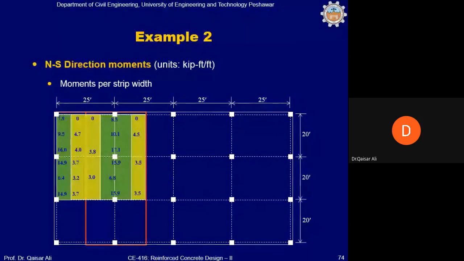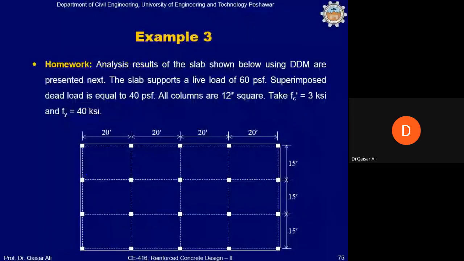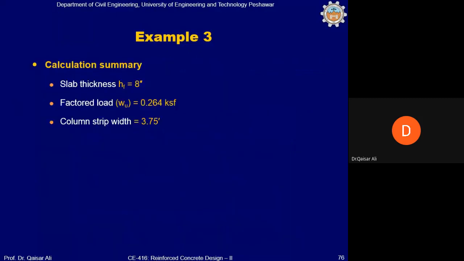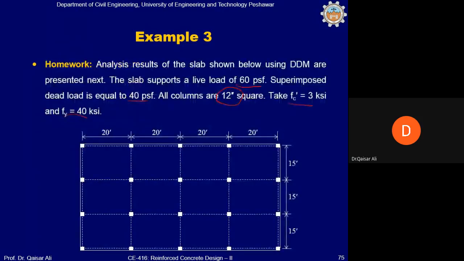Similarly, there is another example where the dimensions have been changed to 20 by 15 feet, and the live load is 60 pounds per square foot, superimposed load is 40 pounds per square foot. Columns are now 12-inch square instead of 14, FC prime 3 and Fy 40 KSI. The required data is: slab thickness 8 inches, factored load 0.264 per square foot, and column strip width 3.75 feet.